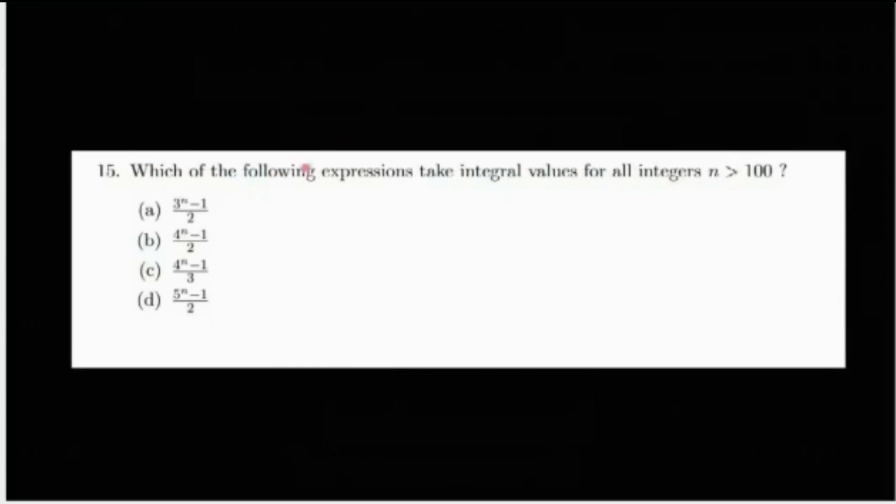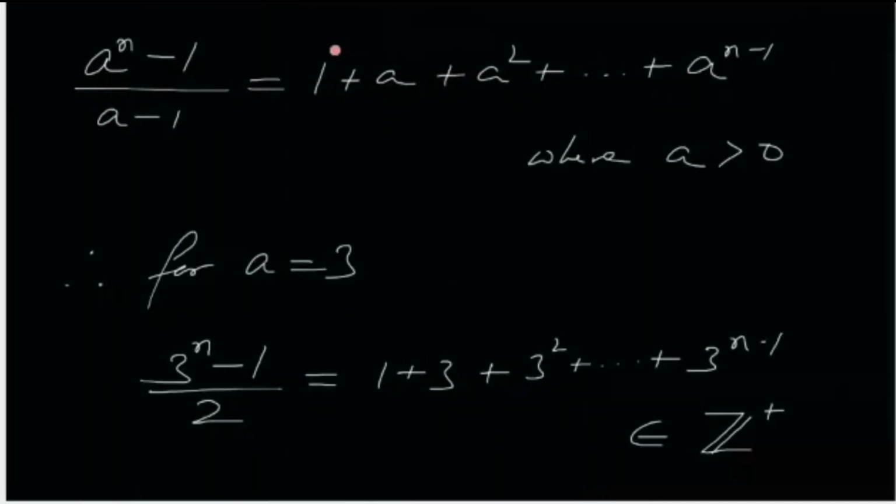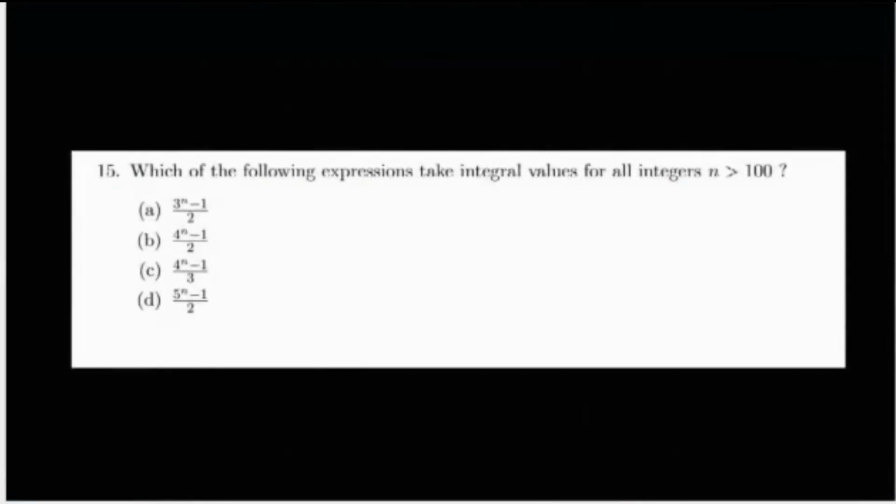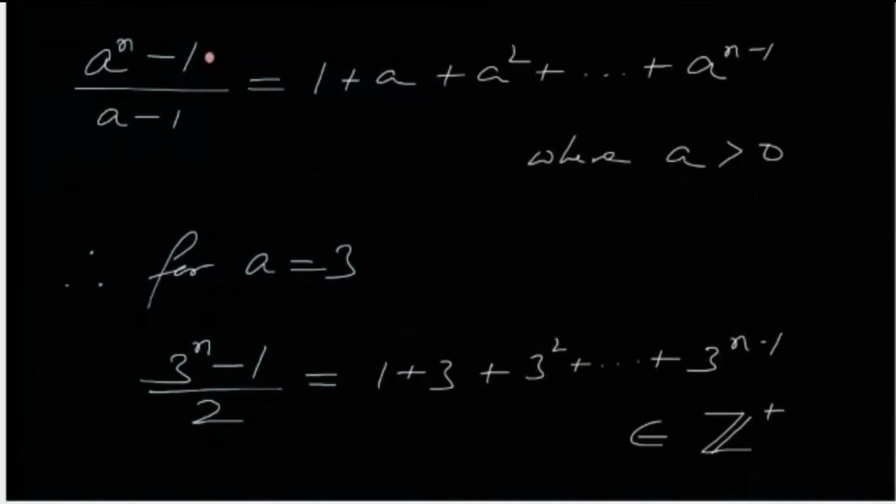So let's start with the first one, (3^n - 1)/2. It can be done in various ways, but it can be done using congruence modulo in number theory, which is very easy. But since we don't have that in the syllabus, we are going to use a very simple way. a^n - 1 divided by a - 1 is nothing but 1 + a + a^2 + a^3 up to a^(n-1), where a is greater than 1.